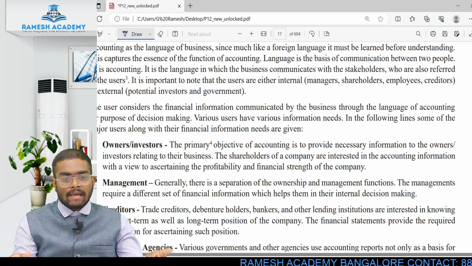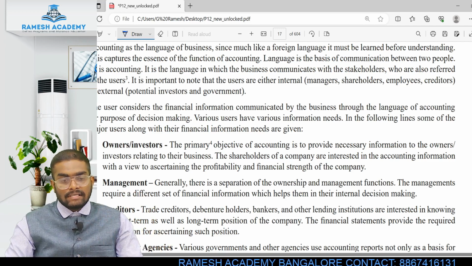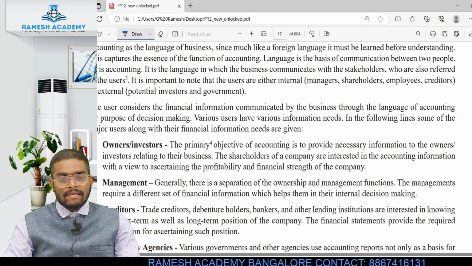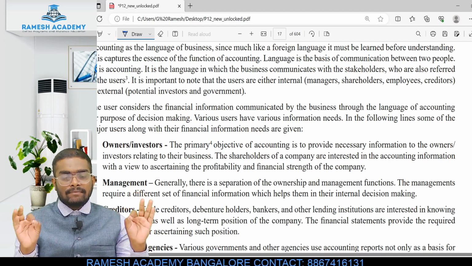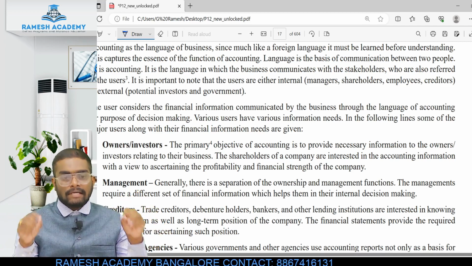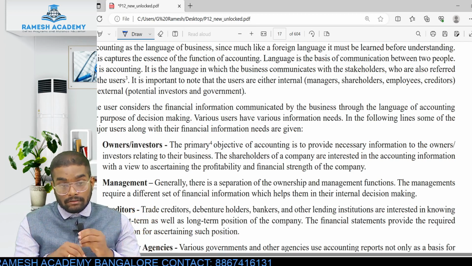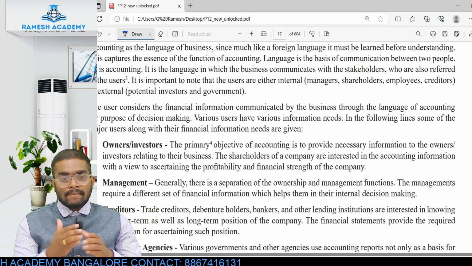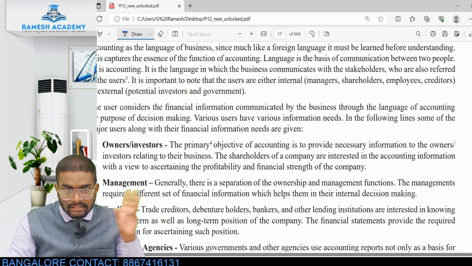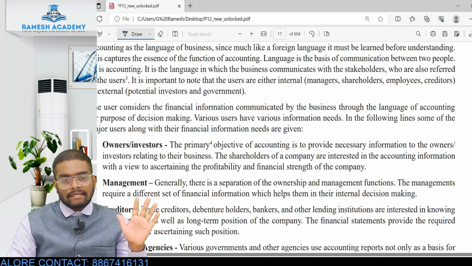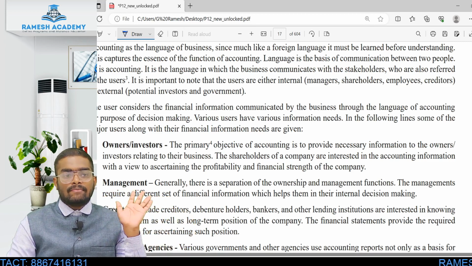Then next we have management. Management is completely different from owners. Management in a company will be only concerned with decision making, whether to expand a business, whether to purchase a new company, or declare profit to the investors. Owners in the sense, it will be shareholders if it is a company, partners in case of a partnership firm, proprietor in case of a sole proprietor, designated partners in case of an LLP.